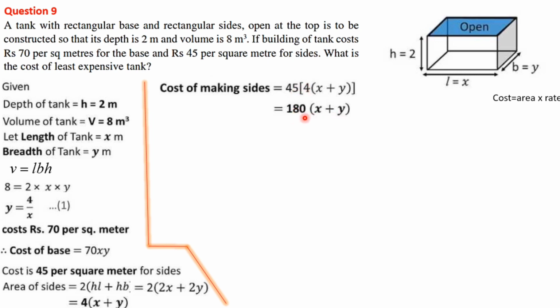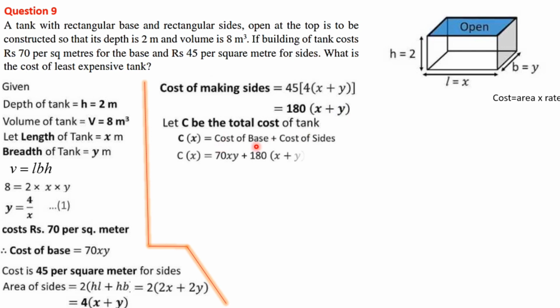190 into x plus y we have got. That is the cost of making the sides. Now let C be the total cost of the tank. We have calculated the costs separately. The cost of the base is 70xy. The cost of making the sides is 190 into x plus y. So the total cost C is the cost of the base plus the cost of the sides, that is 70xy plus 190 into x plus y.